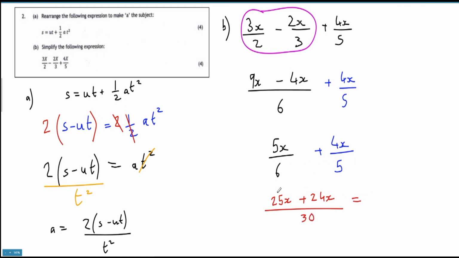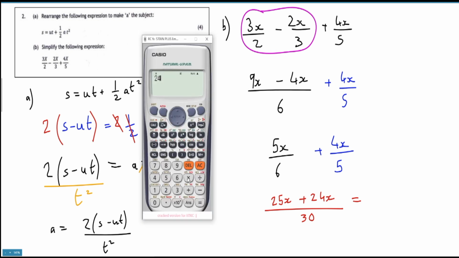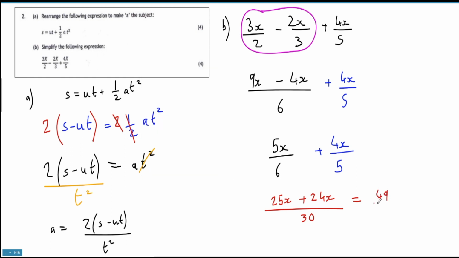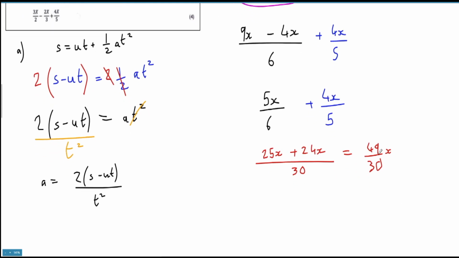We can combine all this together. 25 plus 24, well, not going to trust my calculations right now, let's do 49x over 30. That's really good. This can be simplified into 1 and 19x over 30. Ugh, I don't like that at all. I preferred this one. I think that's good enough, but whatever, you've got it both ways. Great. Next question.